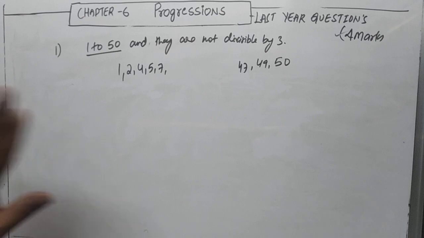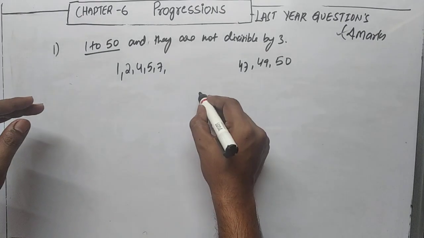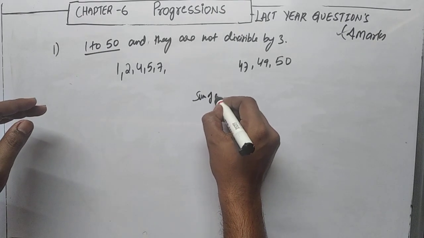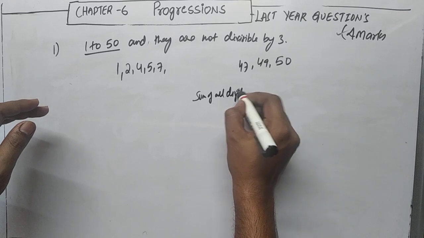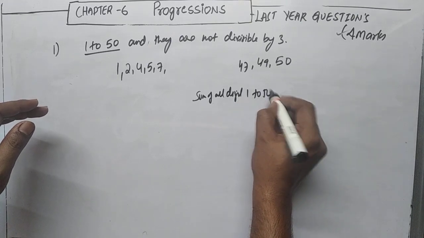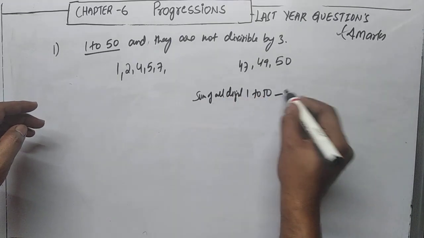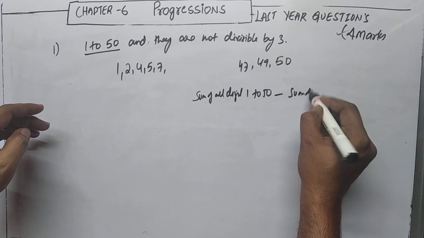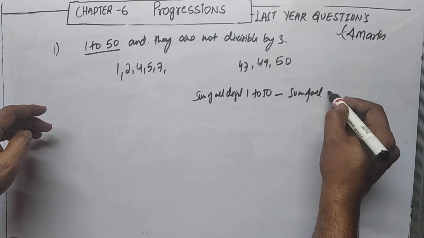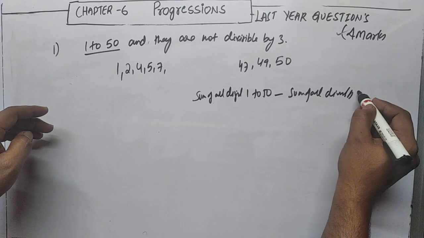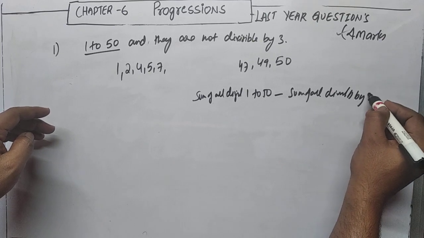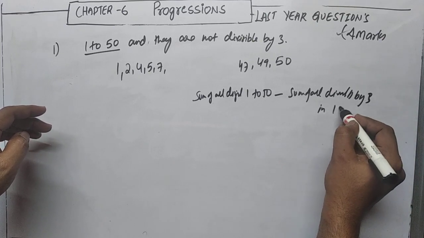First thing is you just find the sum of all the digits 1 to 50. Then you find the sum of all the digits which are divisible by 3 between 1 to 50.